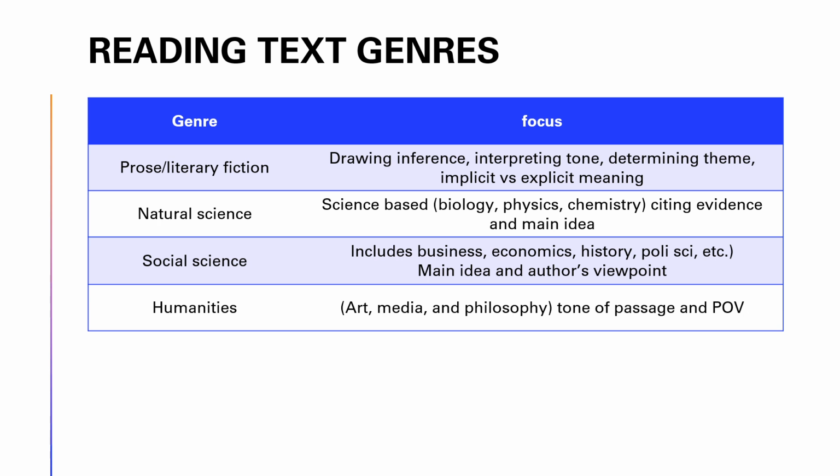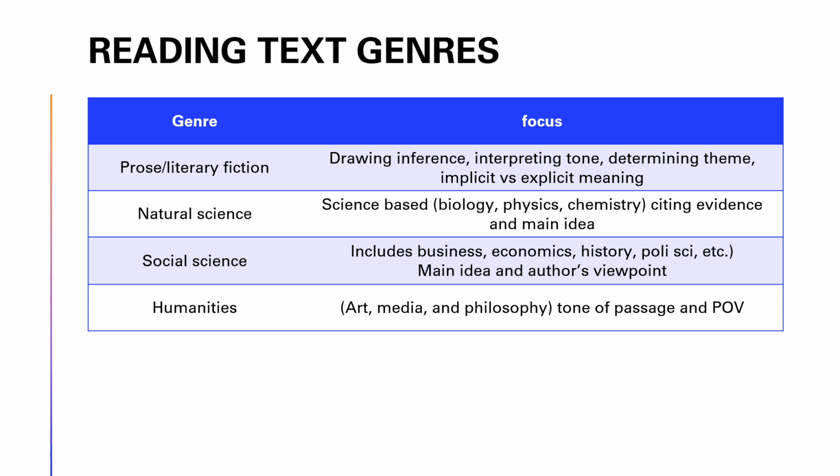Okay? The next type of text that you might come across is natural science. These are going to be your science-based questions about biology, physics, chemistry, all of those. And the focus of those is not, can you do biology? Can you do physics? They know you can't. That's not what they're looking at. What they're looking at is, can you cite evidence and can you find the main idea of that text? That's pretty much what your natural science section is going to be about.